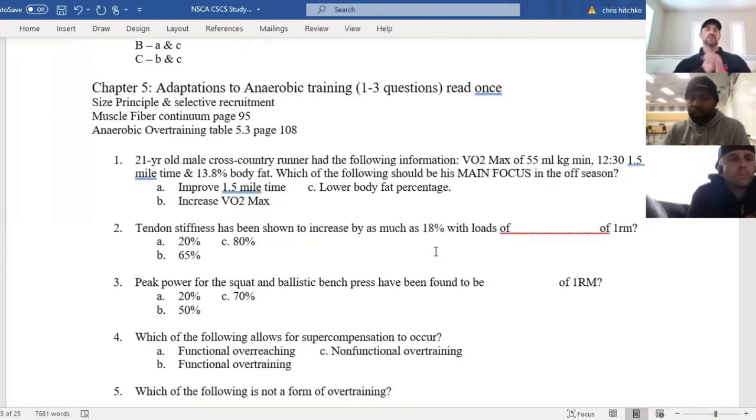A review question. We have a 21-year-old male who is a cross-country runner. He has the following info: a VO2 max of 55 milliliters per kilogram per minute, a 12.5 minute 1.5 mile time, and 13.8% body fat. Which of the following should be his main focus during the off season?